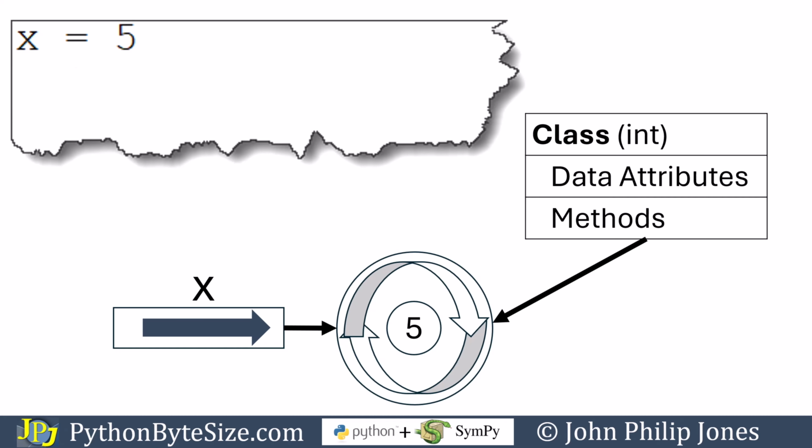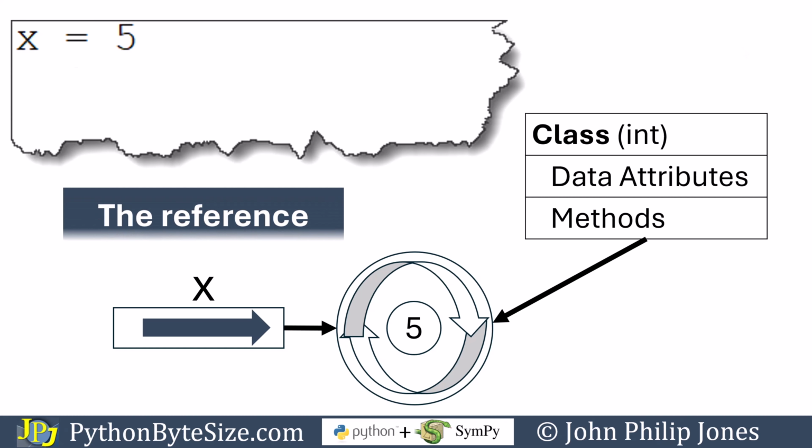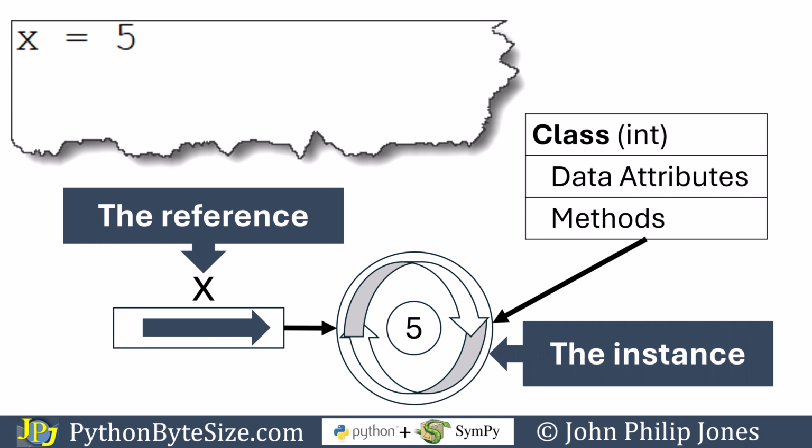So to get at the object, you have to go via x, which points to the object, which references the object. So to recap, x is the reference. It points to where the object is. And the object is the instance. It's the instance of this class, where this class has been defined as a built-in class of the Python programming language.